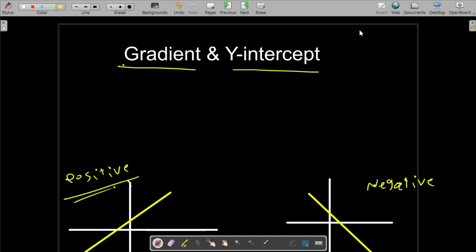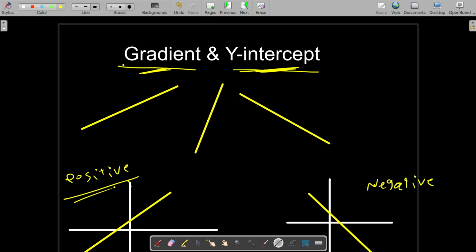Let's start with the first 2 points we have here, which are the gradient and the y-intercept. Gradient, or slope in other books, of a straight line is the measure of how steep the line is. For example, if you take a look at this straight line, it's not as steep as this line here, it's not as steep as this line. So this is the meaning of gradient, and in our equation it is denoted by m. So m is the gradient.